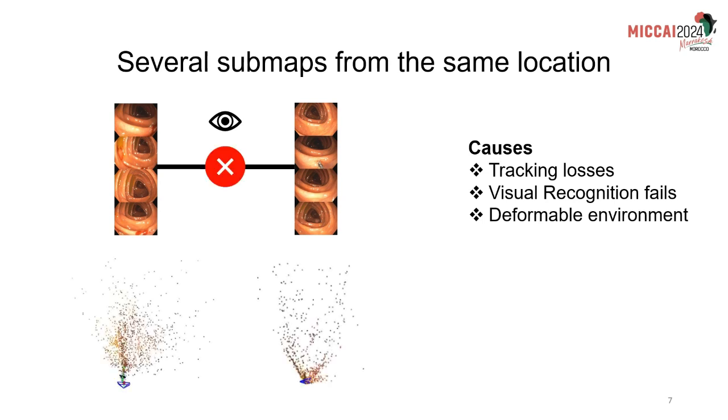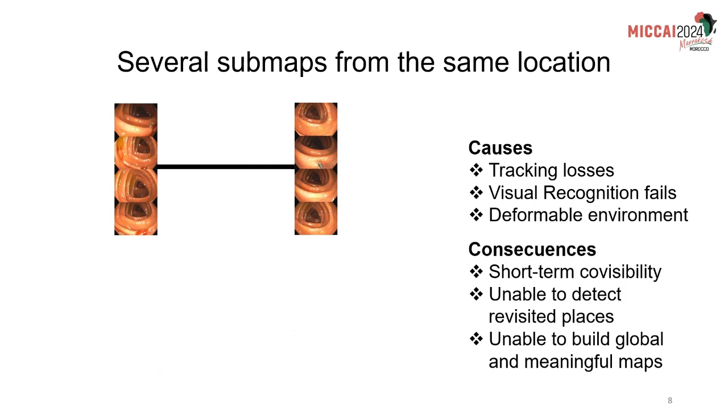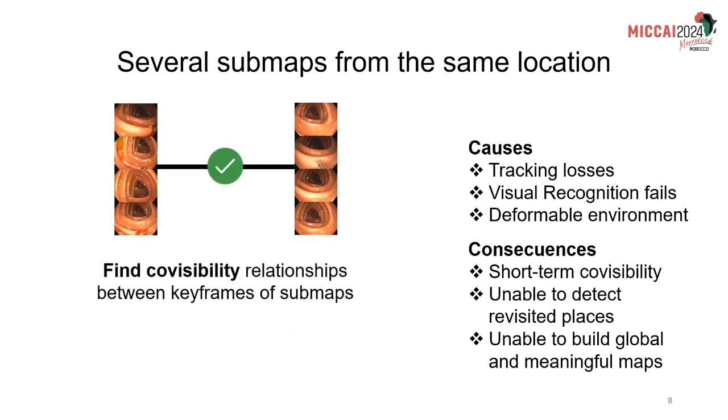Another reason is that the environment is deformable, so we are not able to find a 3D alignment that can align the two maps. This means that we have good short-term co-visibility inside the submap, but we are unable to detect revisited places, and we are also unable to build global and meaningful maps. Our work tries to find these global and meaningful maps by focusing on the visual recognition task, finding co-visibility relationships between different keyframes of submaps.